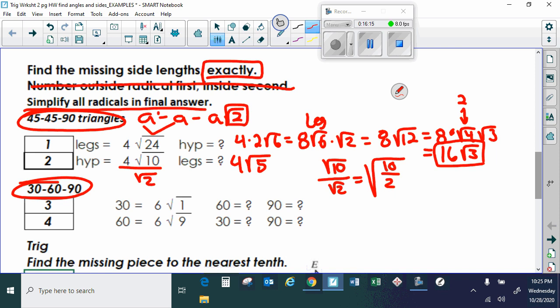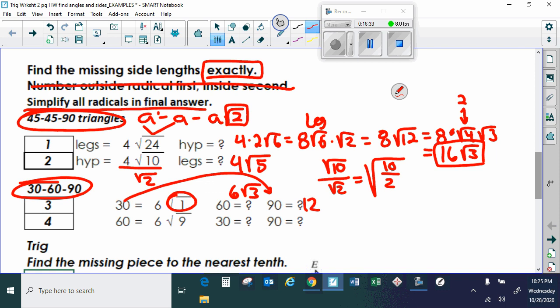Now we're going to do 30, 60, 90. Obviously, 6 root 1 is just 6, so it's just gone. How do I get to the 60-degree side? Add on the root 3, which really means multiply by root 3. And how do I get to the 90-degree side? Double it. 6 times 2 is 12.